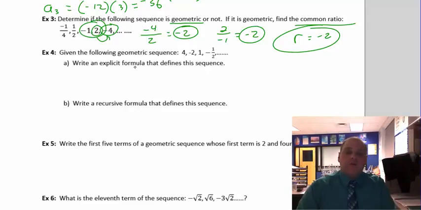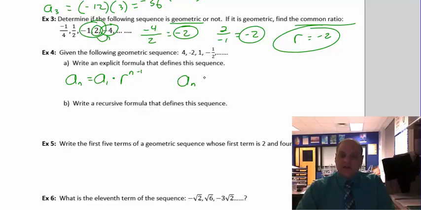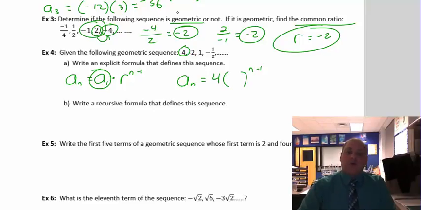For this one here, they want us to write the explicit formula. So we're going to use the formula on the previous page. A sub n equals A1 times R to the n minus 1. All right, so we're going to say A sub n equals A1, which is the first term, so that's 4, times the ratio to the n minus 1. Now the ratio is what's happening to get from term to term.